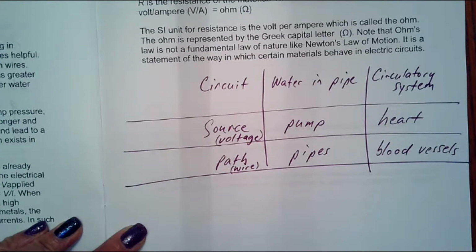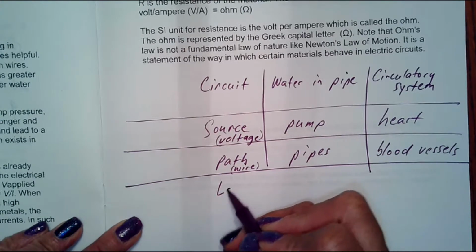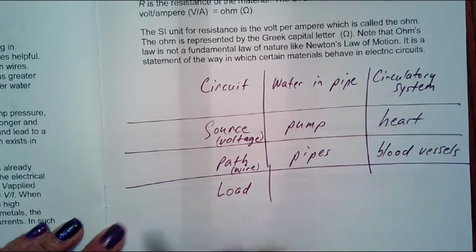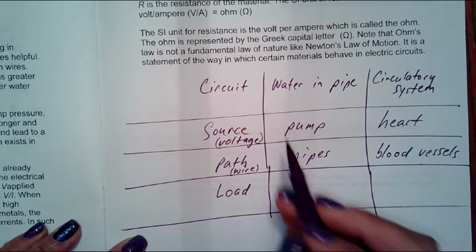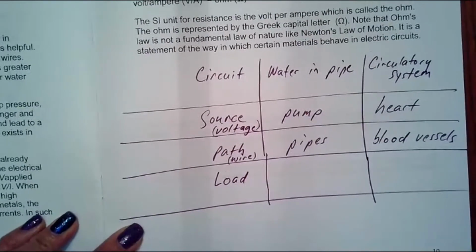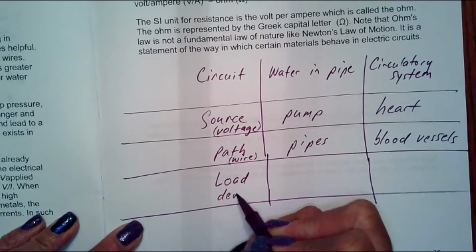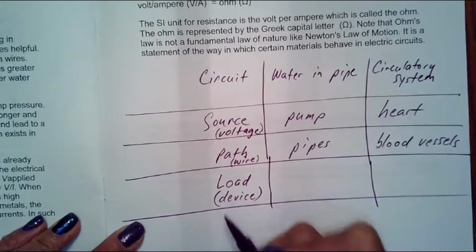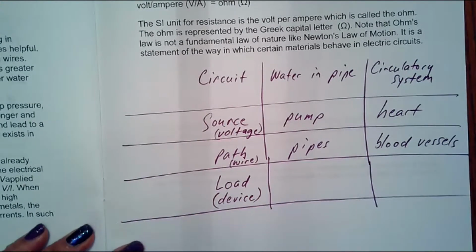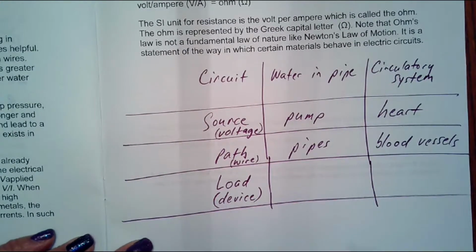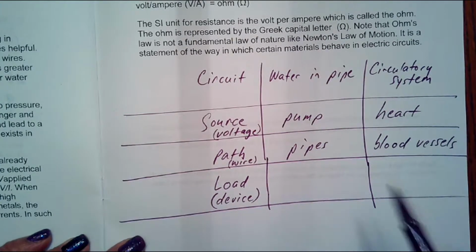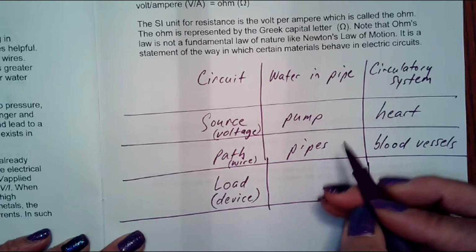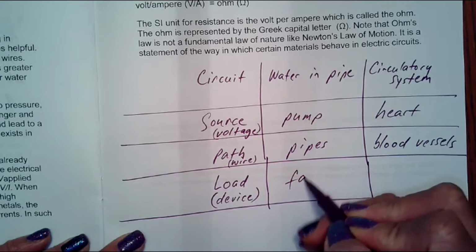And the third part of a circuit is the load. So in a circuit, the load is the electronic device. So that would be the device that you're trying to power up, whether it's a light bulb or it's your iPhone or your computer. That would be the load. Water in the pipe, the load would be the faucet. So this is what controls the flow.